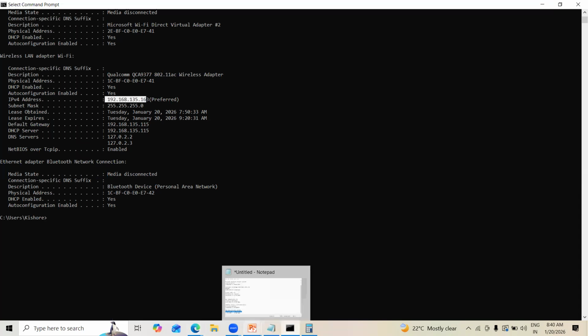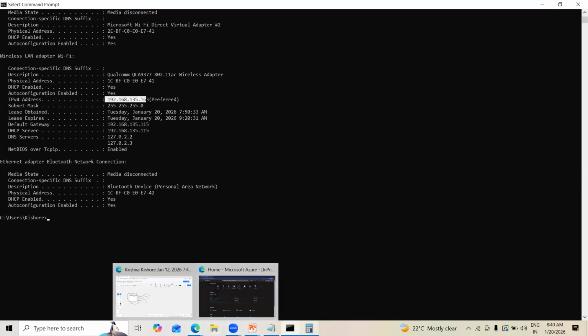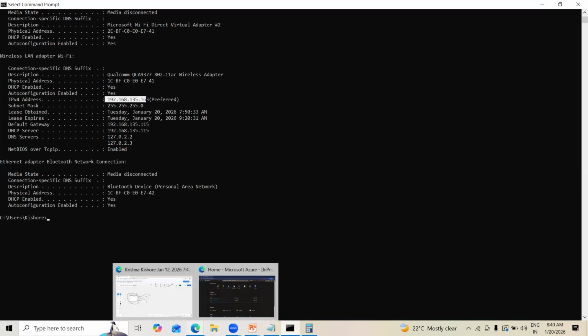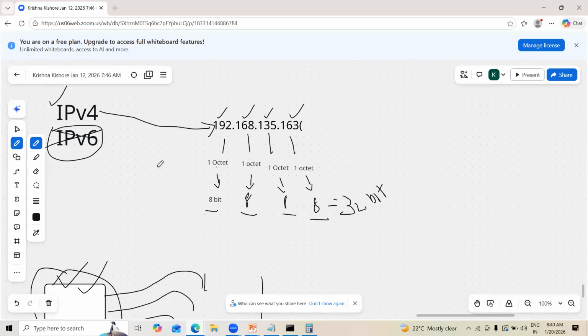Only through the router are we able to connect to the internet. Without a router we cannot connect. Okay, we'll discuss that in depth, don't worry about that. We will see how this connection happens, and how the request goes out and comes in. We will discuss that later. First we need to focus on the IPv4 model.